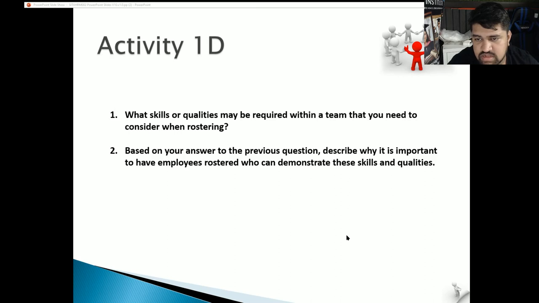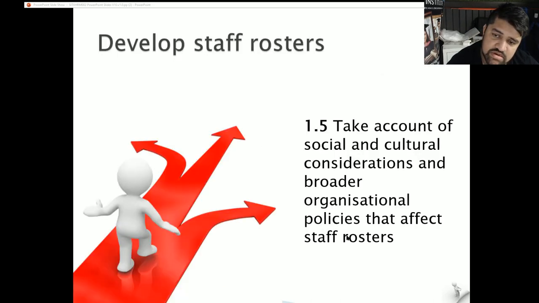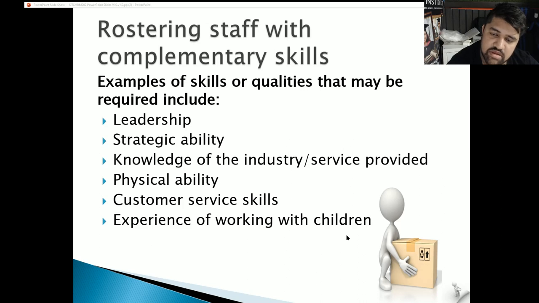So what skills or qualities may be required within a team that you need to consider when rostering? For this question, you want your team to have physical ability, have experience working with children, have great customer service skills, knowledge of the industry and the service that you provide or knowledge of your product, have great strategic ability and problem-solving skills, and hopefully everybody has a leadership quality so they can take control of any situation that may arise.